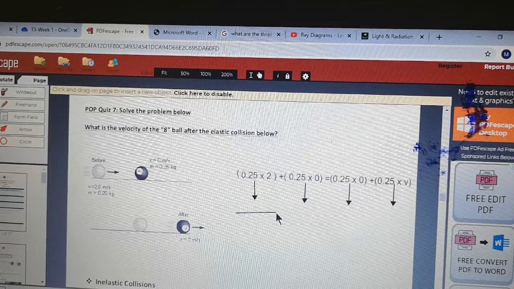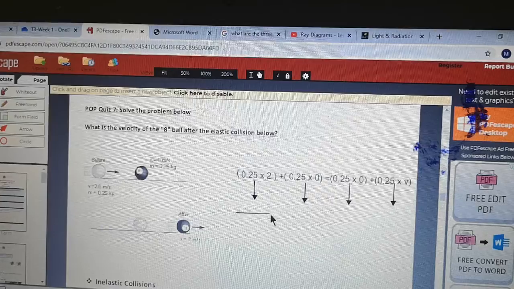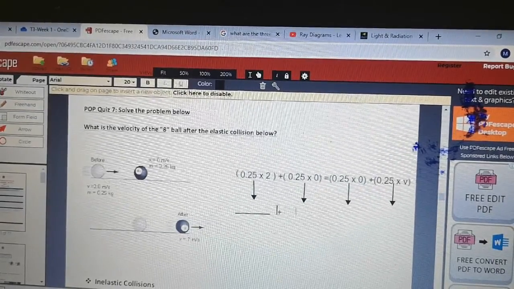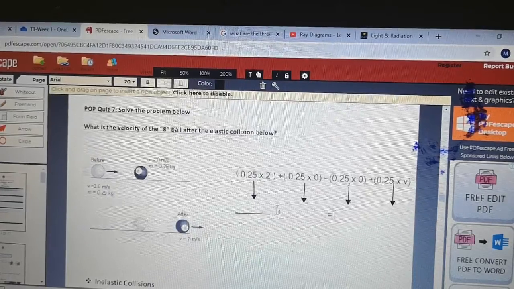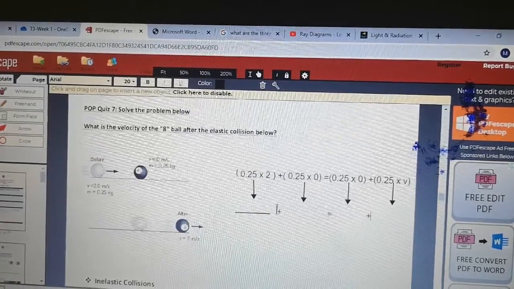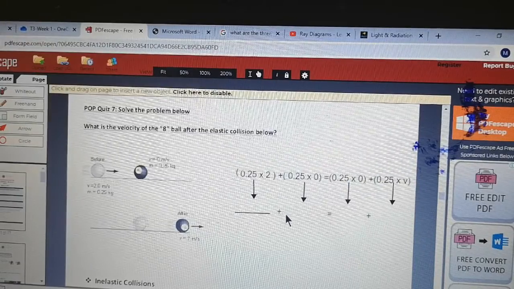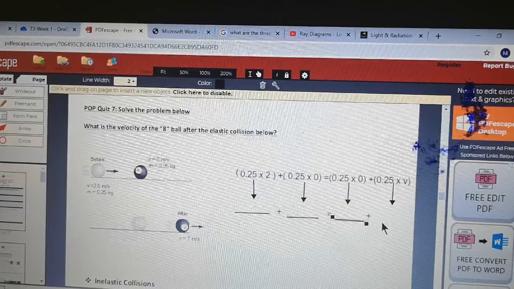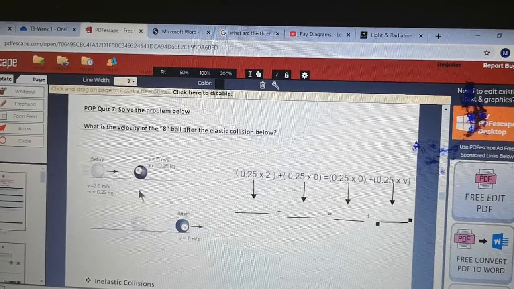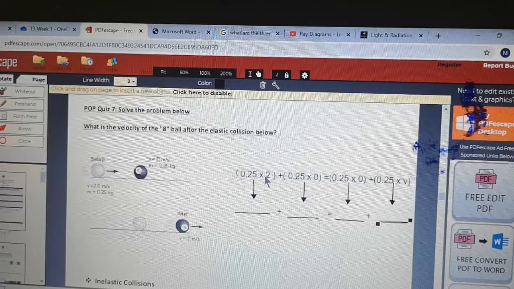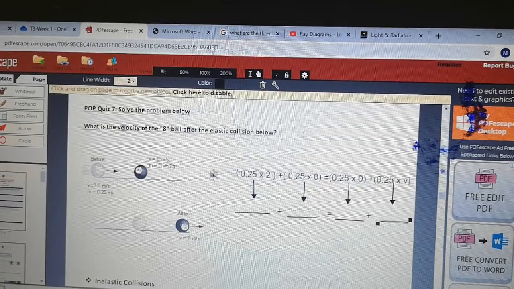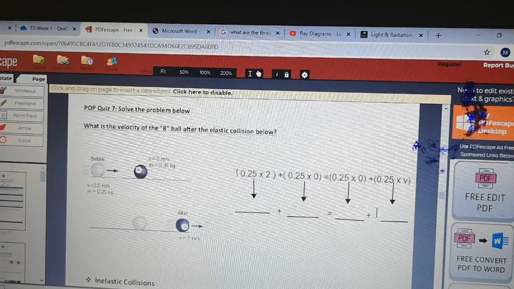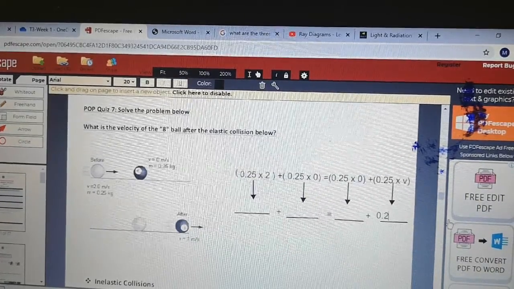So 2 times 0.25, put your answer here. We need to add. The add signs are still there, and the equal signs, very important. And then just where I have put the line, put your answer from the calculator. So remember, these are the mass times the velocity of before and after. Here's the before, here's the after. The one we can't do is this, so it stays the same. It's just 0.25 v.